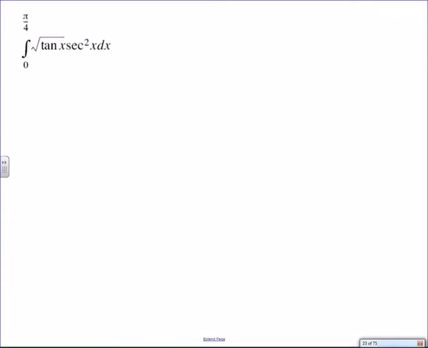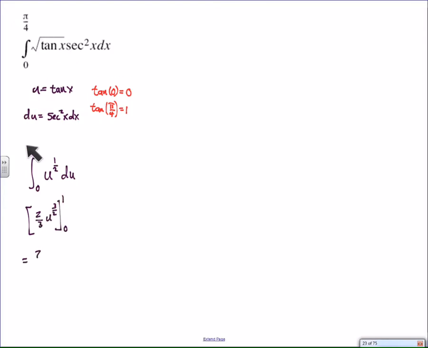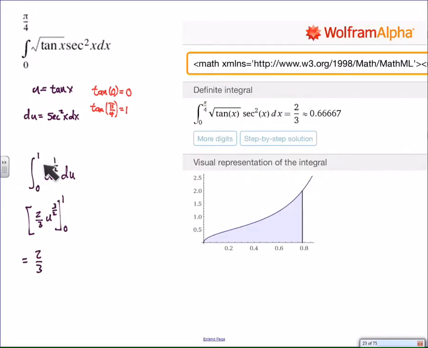Last example. Square root of the tangent of x times the secant squared of x dx. Once again, we can see a u substitution candidate in here perfectly. But as a reminder, once we make our u sub, we evaluate tangent of 0, and we evaluate tangent of pi over 4. So we change our boundaries from 0 to pi over 4 into 0 to 1. Again, easy peasy integral, and now that I have the boundaries in terms of u, I just sub those in, and you can see this is so much easier than what I would have to do.